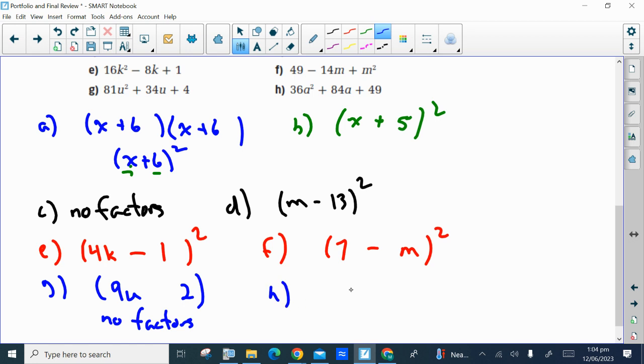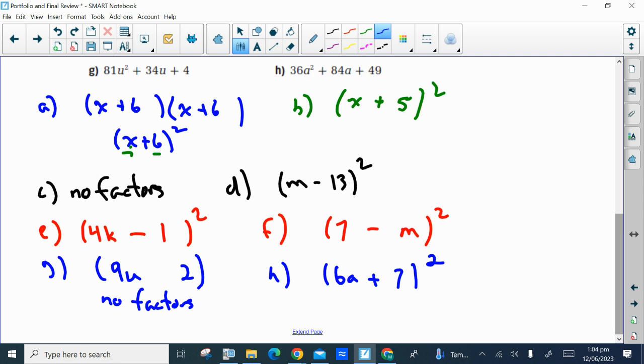Question H, and this is really the value of these perfect square trinomial types. Often when you get big numbers that you need to factor, often they'll be perfect square trinomials. It makes it much easier to factor. The square root of 36a squared is 6a. The square root of 49 is 7. If you multiply these together, you'll get 42a, doubled is 84a. And because it's a positive 84a, it'll be 6a plus 7 all squared. So there's the factors.